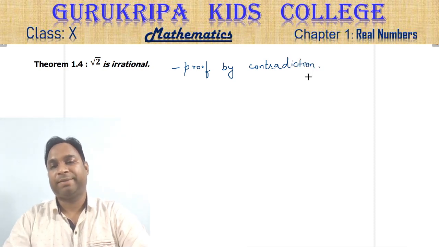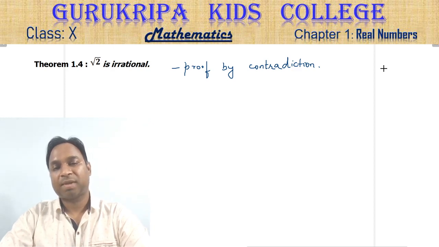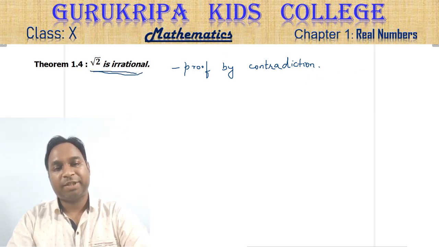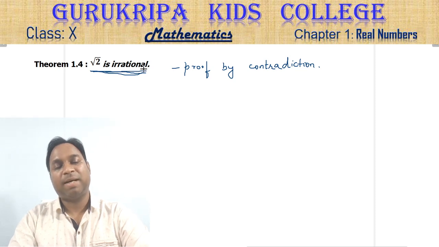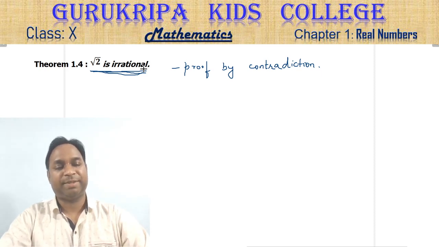Proof by contradiction. What does proof by contradiction mean? First, we will assume that the given statement is false. Just let it be. Let us assume that the statement given is false, whatever be the statement.